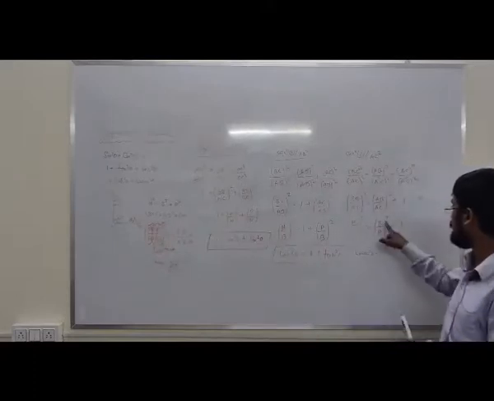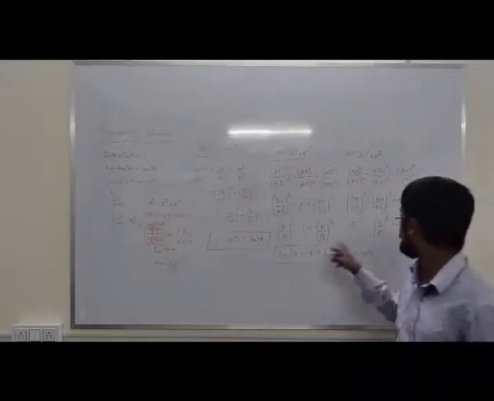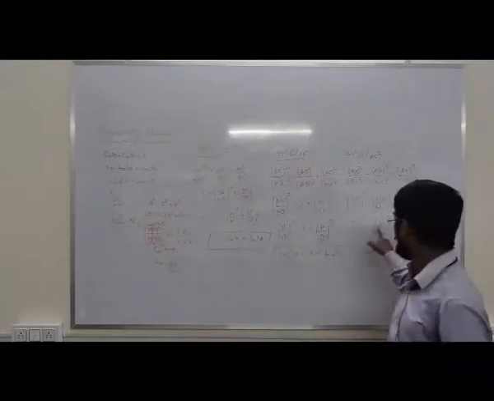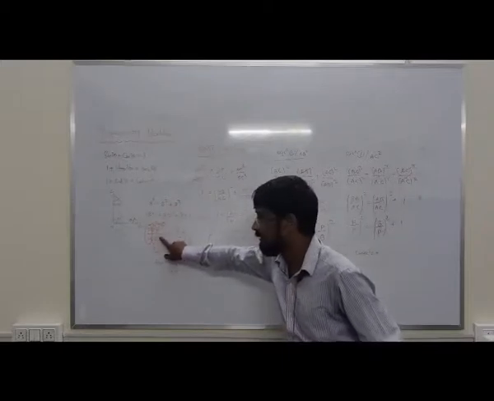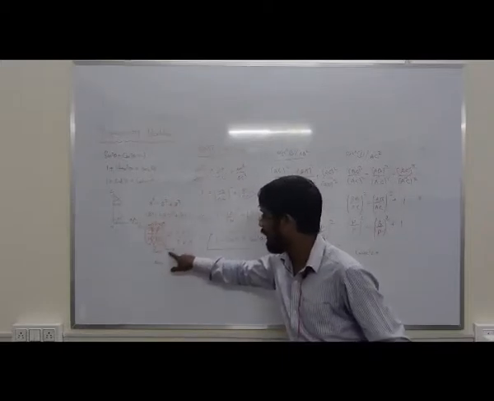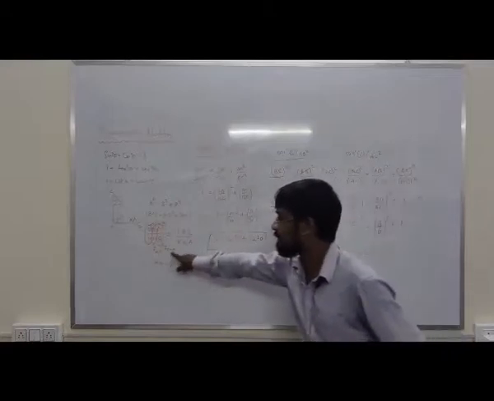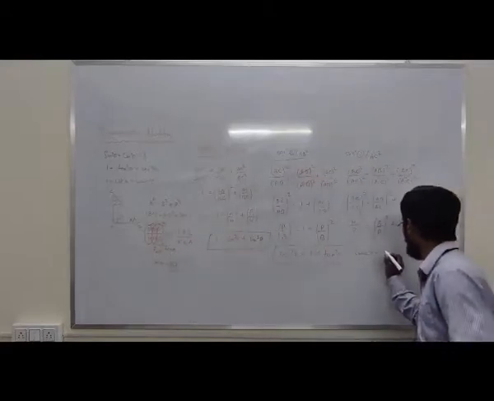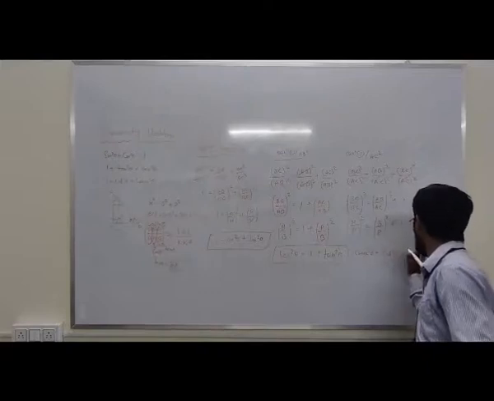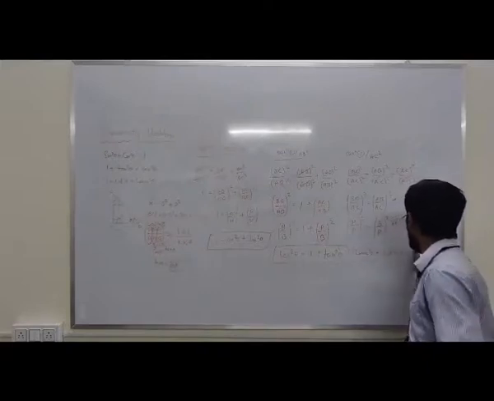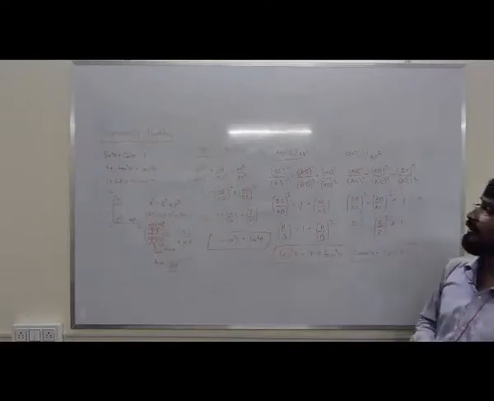Equals B by P, base by perpendicular. The third term is P by B, which is tan, and here it is reciprocal, so the reciprocal of tan is nothing but cot. So I can write this as cot square theta plus 1. So this is our third identity: 1 plus cot square theta equals cosec square theta, which I have written here.